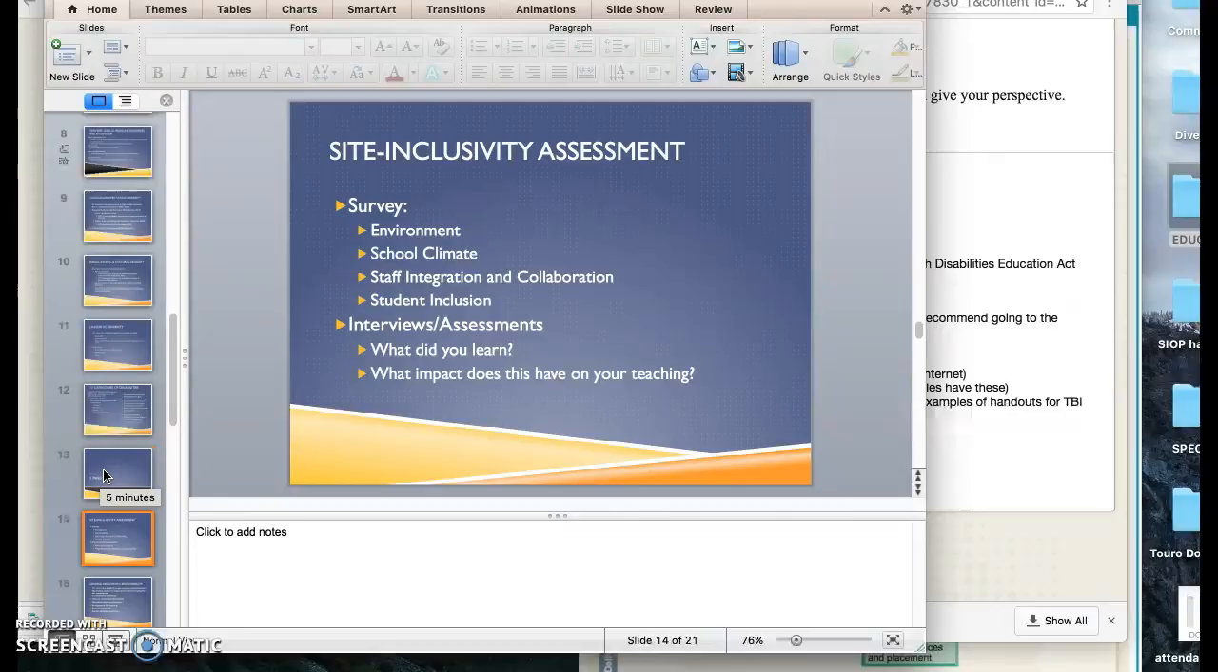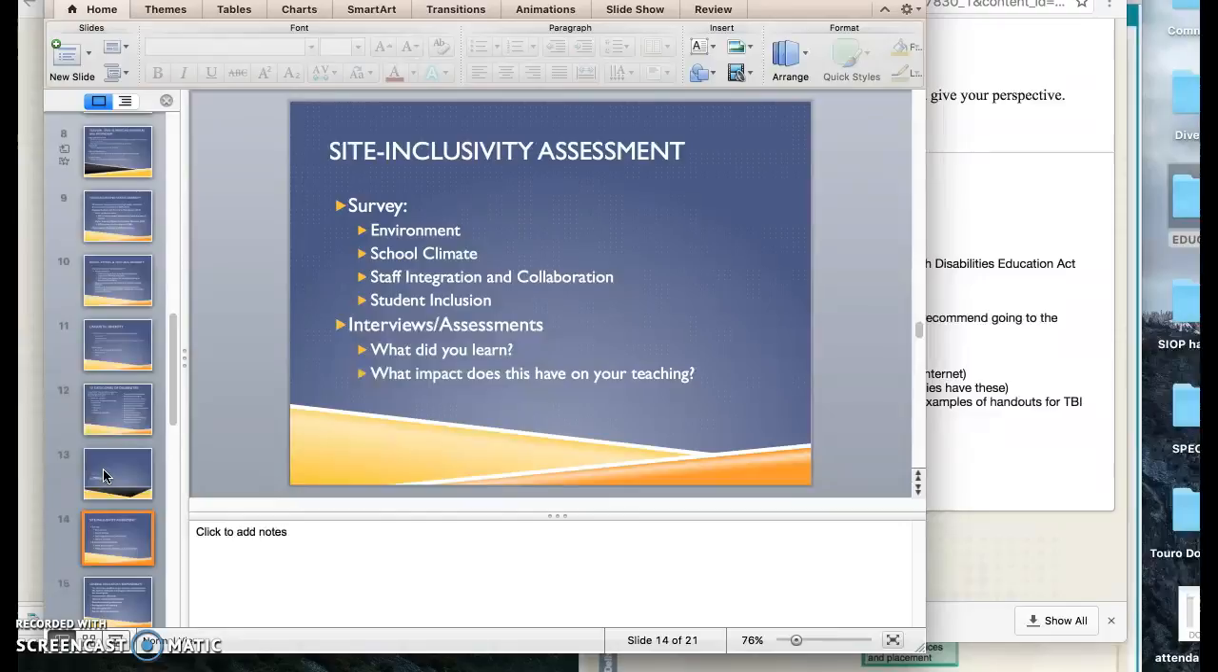We also talked about the site inclusivity assessment. This was what you all did in class, and then we talked about all the different answers. I was really trying to highlight how every site sees things differently, and some sites are very positive about what they're doing, other sites are very critical about what they're doing, but we can learn from all these different sites.